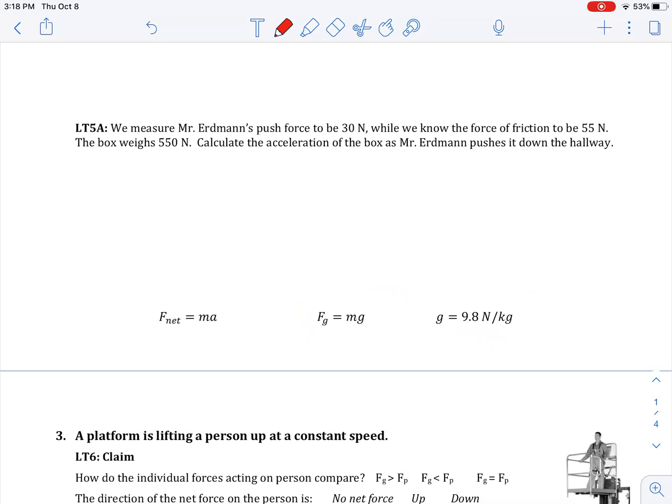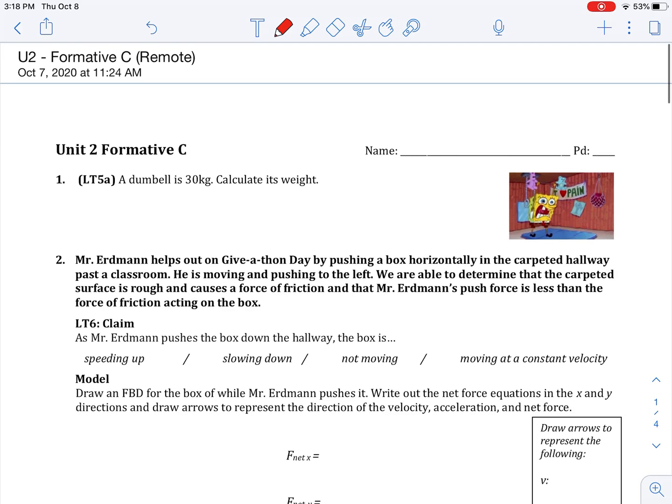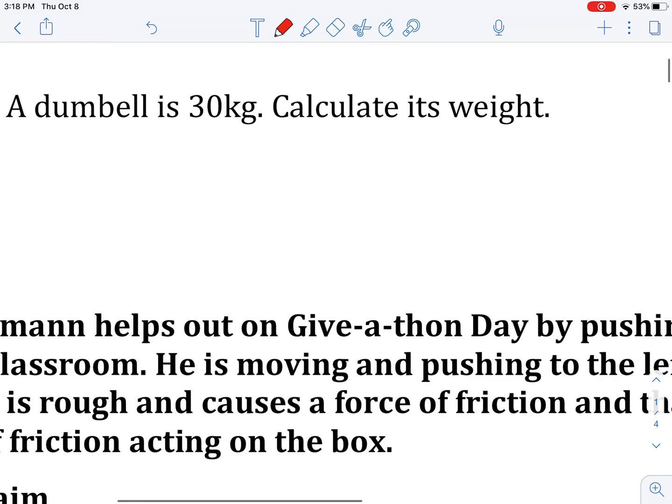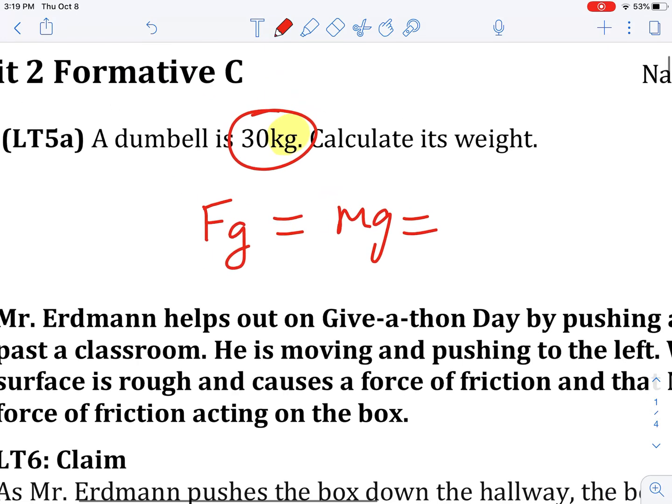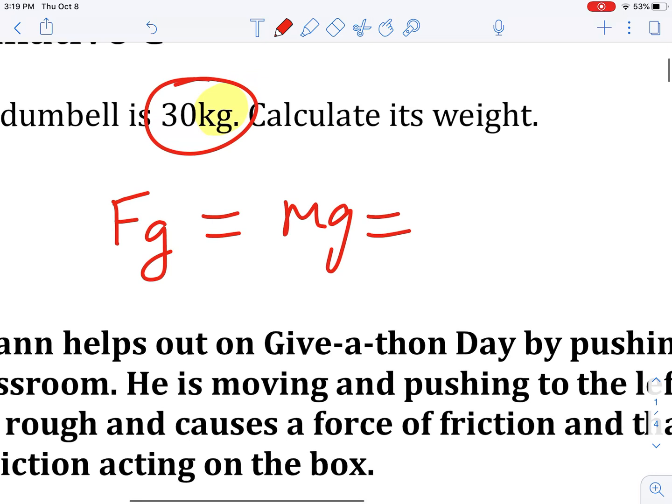And remember, this equation says the force of gravity, or weight, equals mass times the gravitational field. And on Earth, the gravitational field, g, is always 9.8 newtons per kilogram. So we're going to go like this. Force gravity, which is another name for weight, equals mg. The mass we're given is 30. We know that's mass because it's in the units of kilograms. This is going to be important later on, knowing what those units mean, and kilograms means mass.